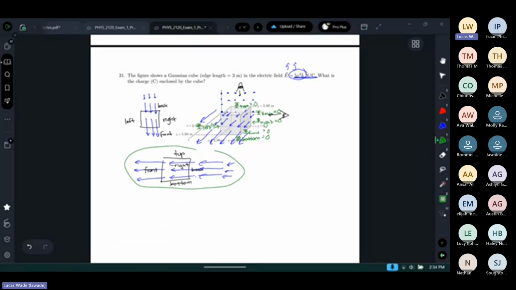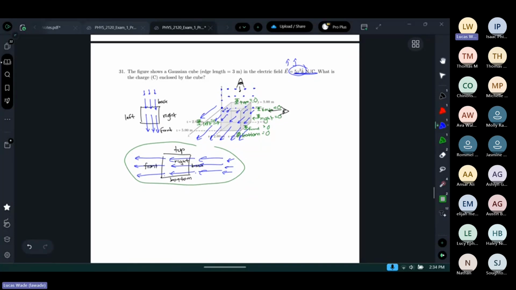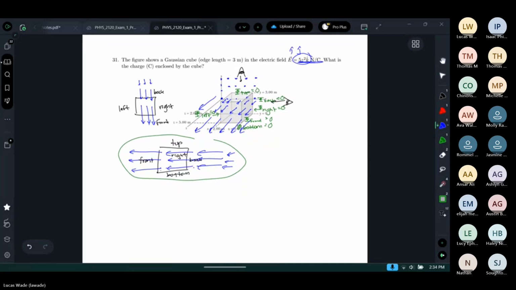So those are my guesses: I should just have flux through the front and back faces. It should be positive through the front, negative through the back, and the front face should have more flux than the back face. That's a lot without ever having to do a single integral. So now let's do those integrals and check.